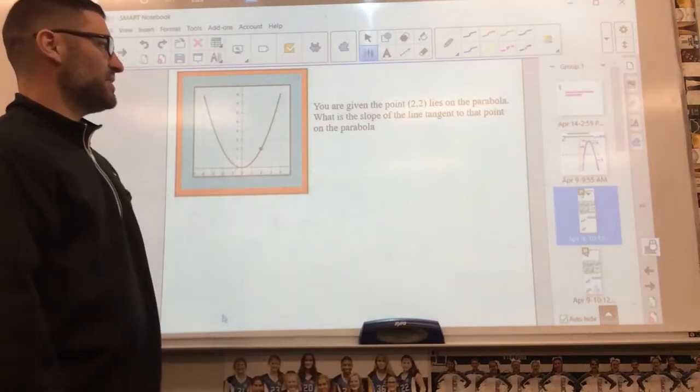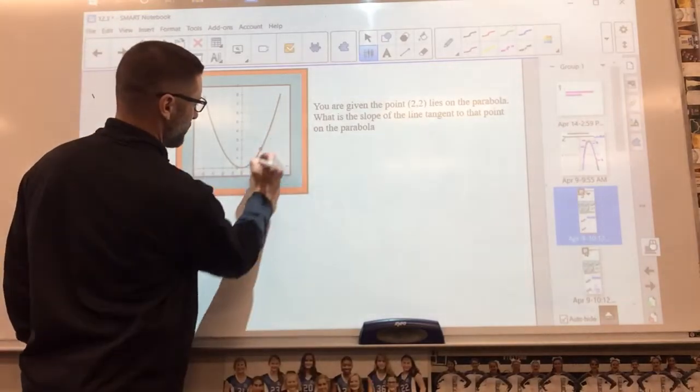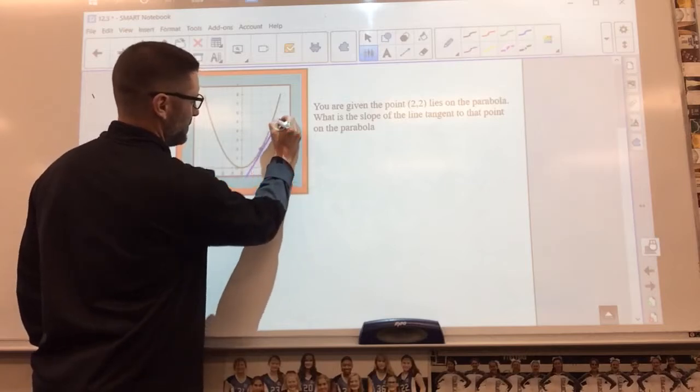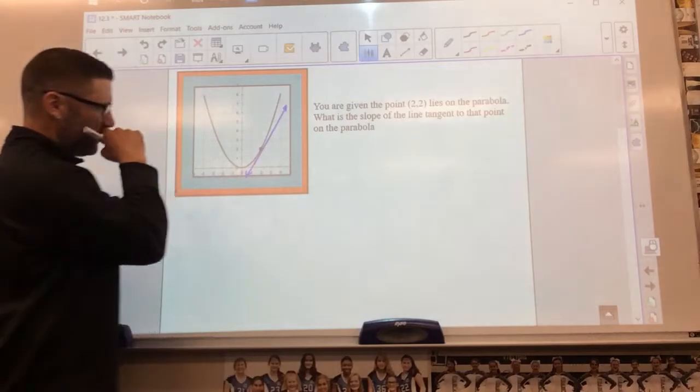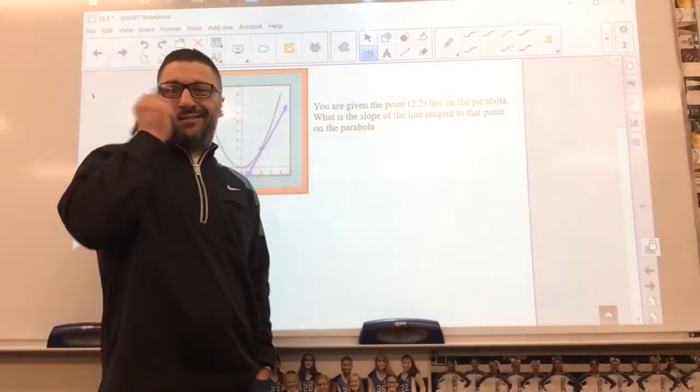Point (2, 2) lies on the parabola. What is the slope of the tangent line at that point on the parabola? I don't know. I'm going to try to graph in the tangent line here, I guess. Let me see if I can do that. Something like that. It skips along and goes like that. Okay, so it barely comes in and barely clips the graph, and I just drew it in.